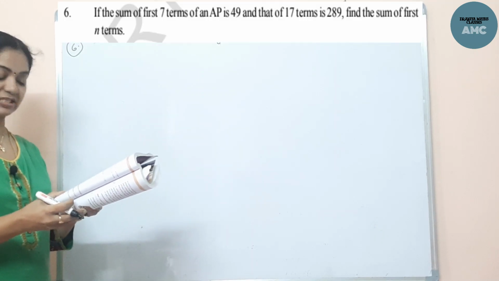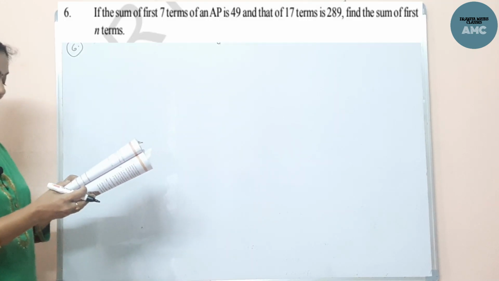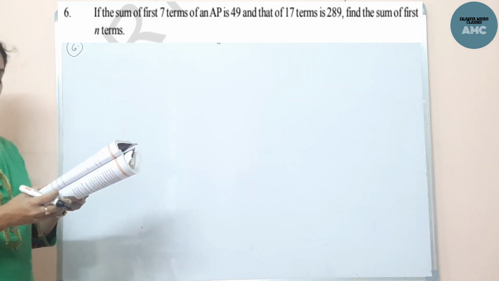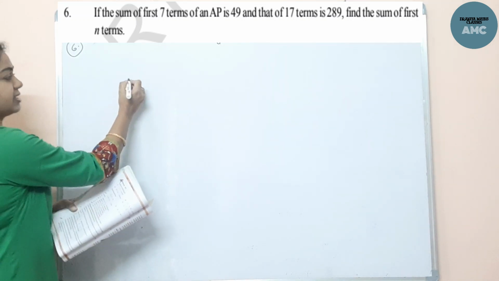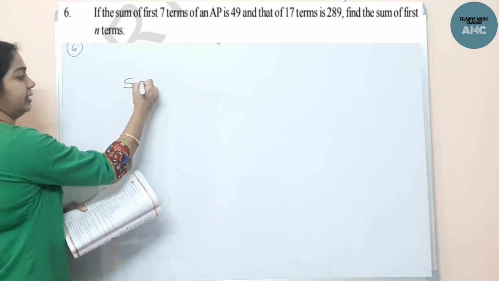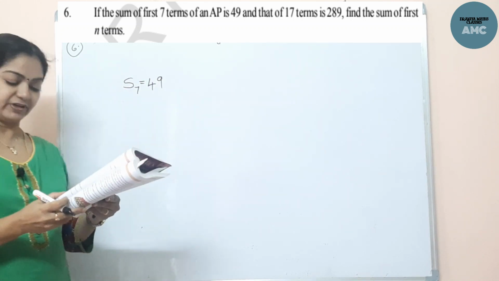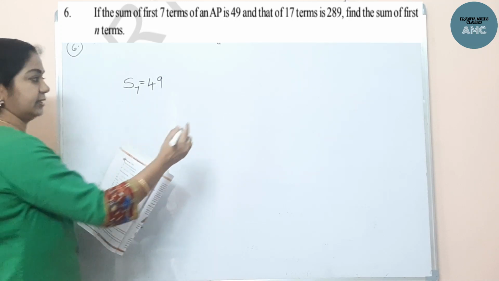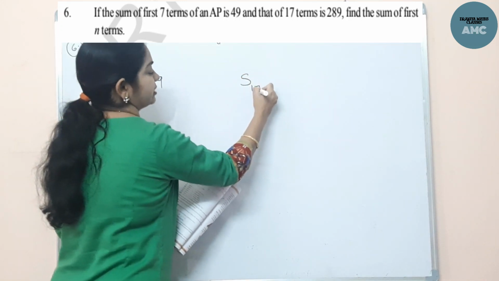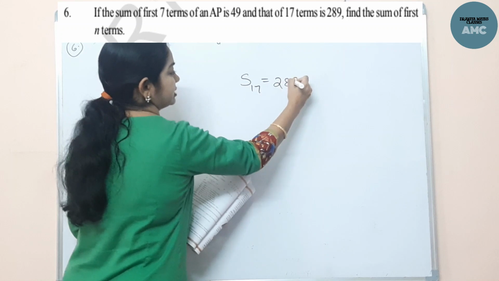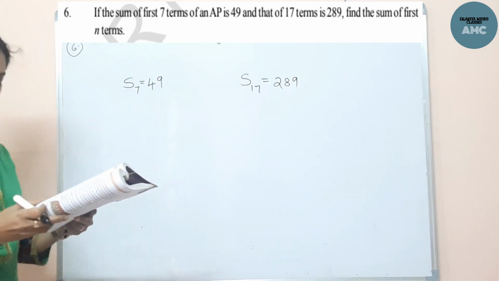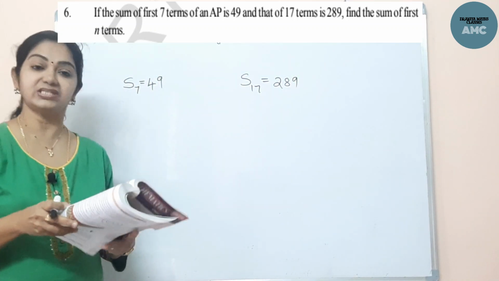If the sum of the first 7 terms of an AP is 49, and that of 17 terms is 289, we need to find the sum of the first n terms.